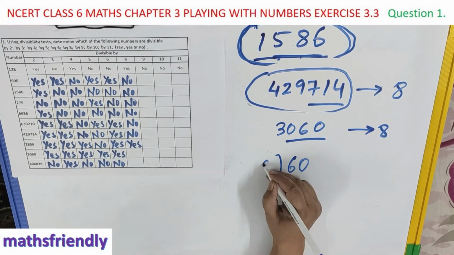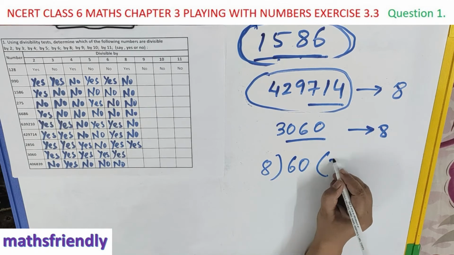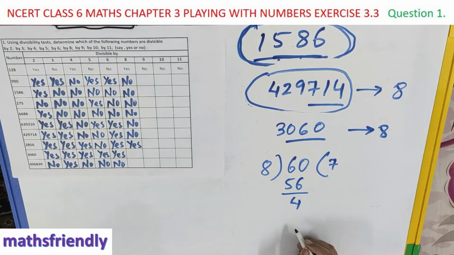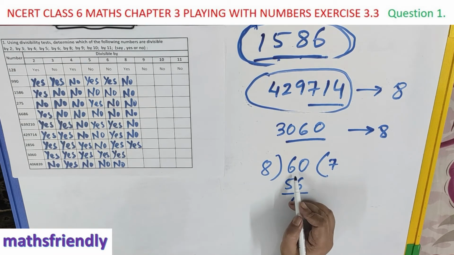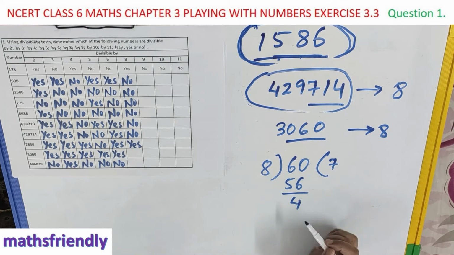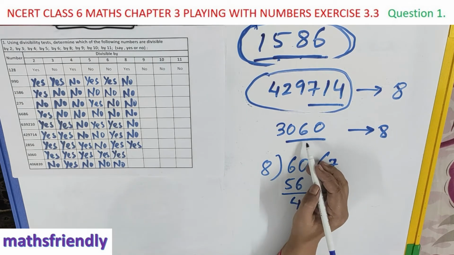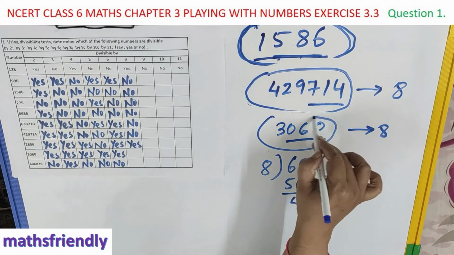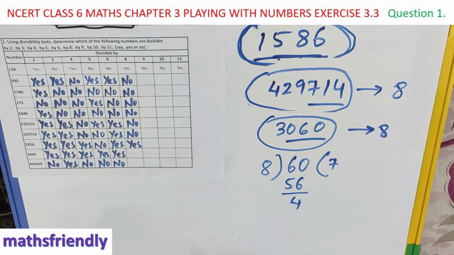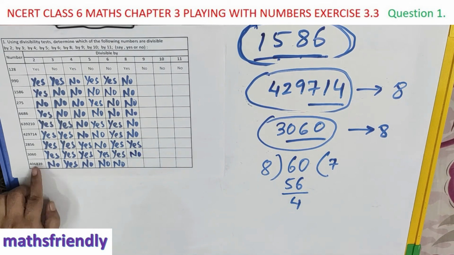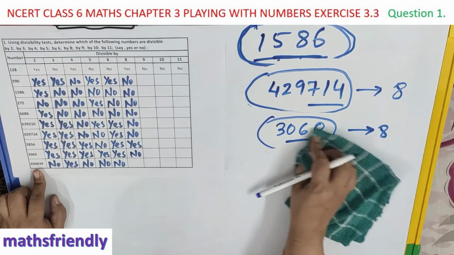So we will divide 60 by 8 and check. 8 sevens are 56. The remainder is 4. It means we are getting a remainder. The division is not exact. This number 60 is not exactly divisible by 8. We are getting a remainder. It means the last 3 digits are not divisible by 8. It means this whole number is also not divisible by 8. So what we will write? We will write no.